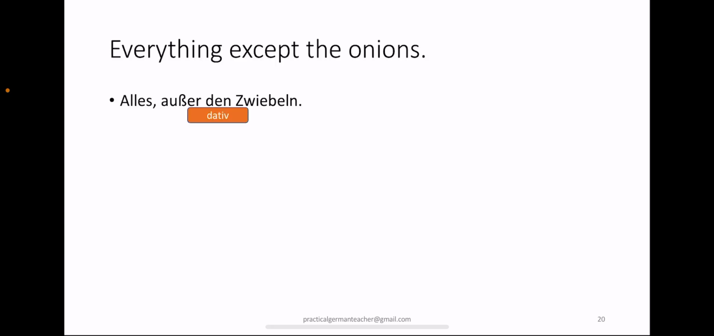Please notice what comes after außer is in dative format. Here we are talking about plural. So Zwiebel is plural, so we have to use the plural dative bestimmter article. So it is den. So alles außer den Zwiebel.